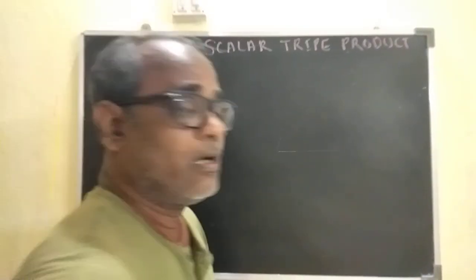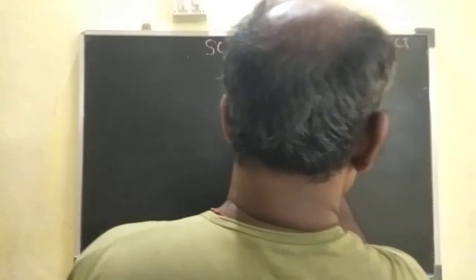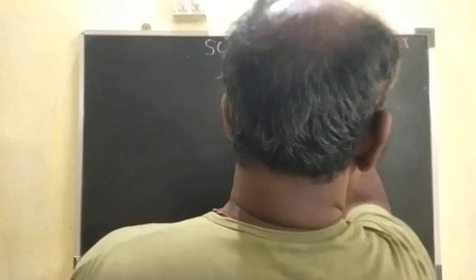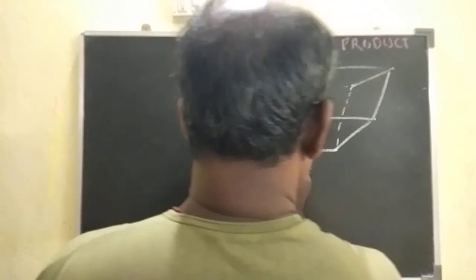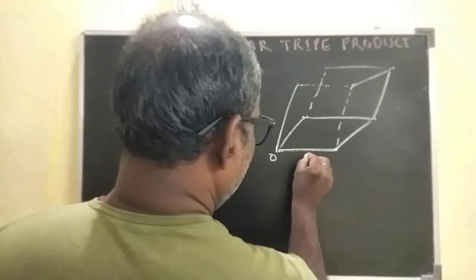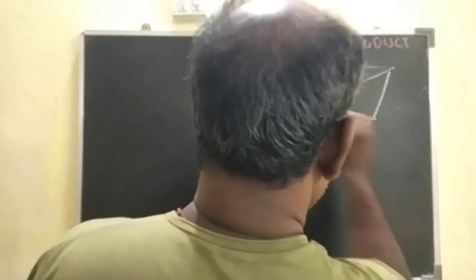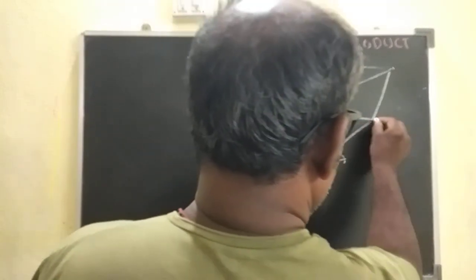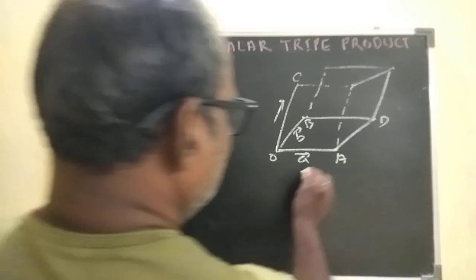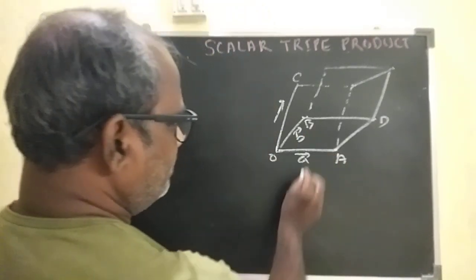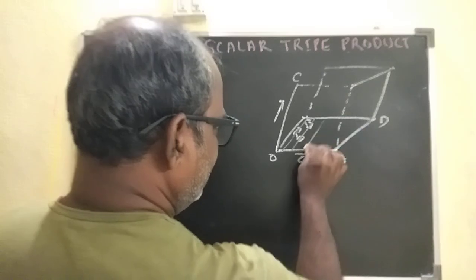Now let us consider a parallelopiped. In this way, let us consider a parallelopiped here. So this is the origin at O. This is vector A. This is B vector. This is C vector. Now the vector A and vector B, so we can look at this plane, vector A plane and vector B plane. In this way we can draw the sketch.